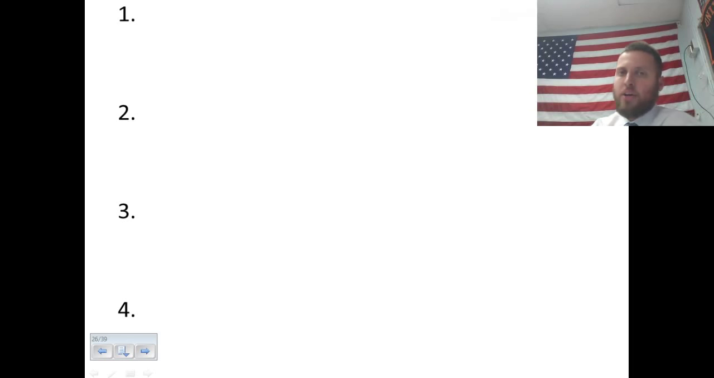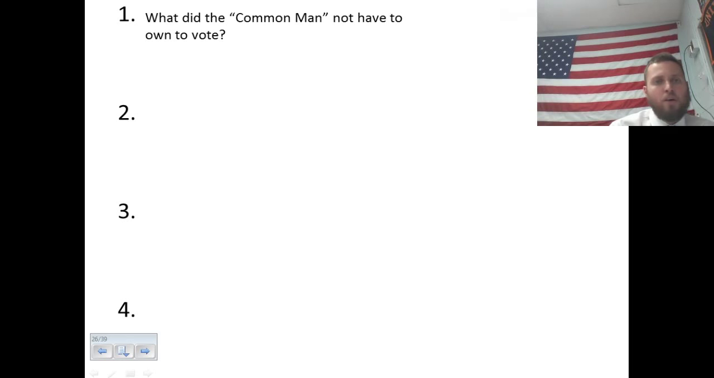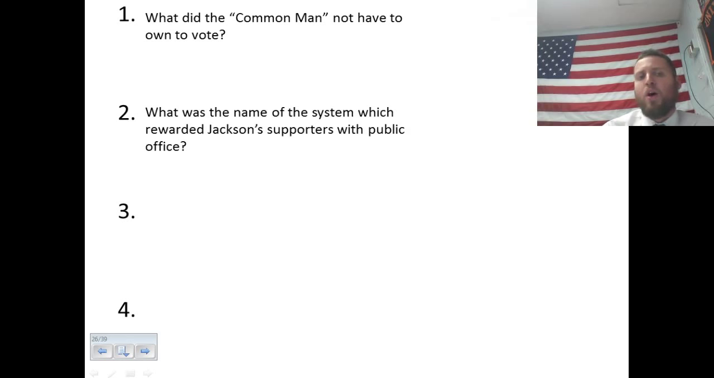You ready? Number 1, what did the common man not have to own to vote? You used to have to own something. You don't have to own it anymore to have the right to vote. Please write it down. Let's go to 2. Number 2, what was the name of the system which rewarded Jackson's supporters with public office? That was called the what system?